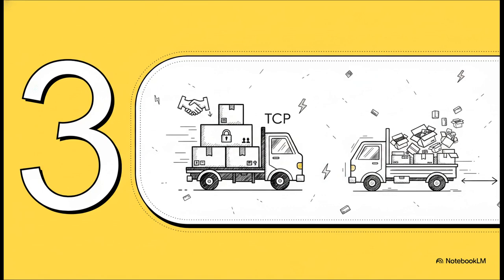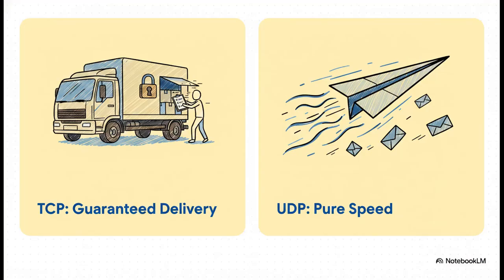Section 3. TCP versus UDP. Now that we've got our connections made, let's look at the two main delivery trucks the transport layer uses. Out on the internet, you basically have two choices. First is TCP, or Transmission Control Protocol. This is your certified mail. It's connection-oriented, it's highly reliable, and it flat-out guarantees delivery. If a packet gets lost, TCP will retransmit it.